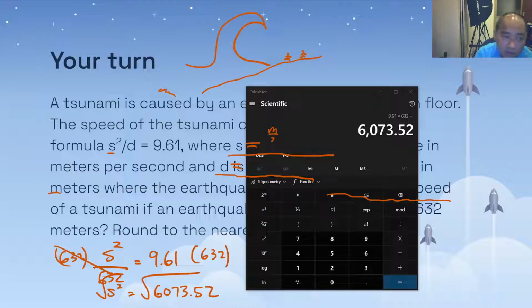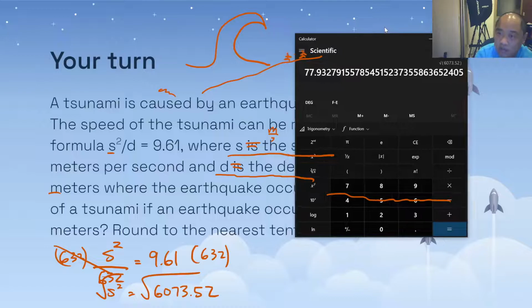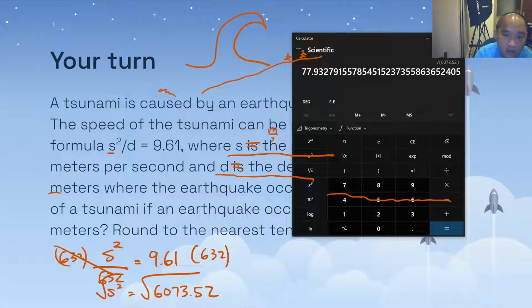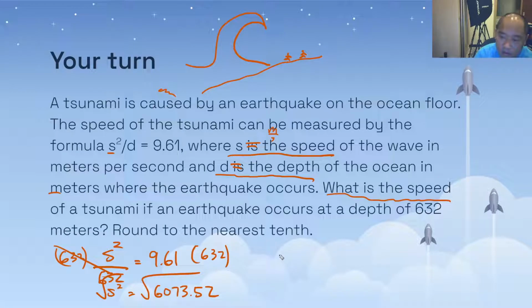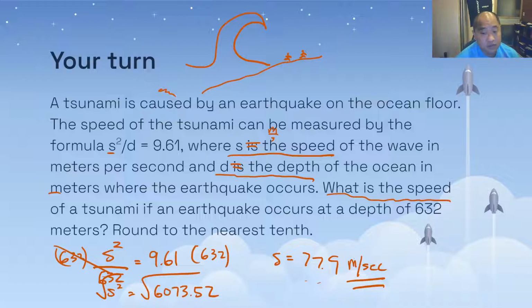That equals 77.9. And we're going to round to the nearest tenth. So s equals 77.9. And again, can the speed be negative? It cannot. So again, we're only dealing with a positive, 77.9. And our unit is meters per second. Don't forget about the units, please.